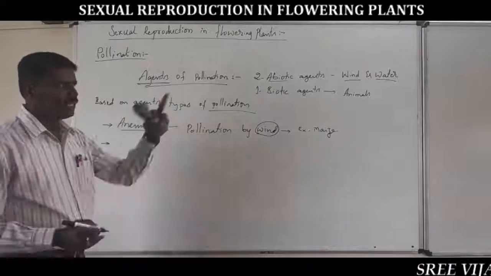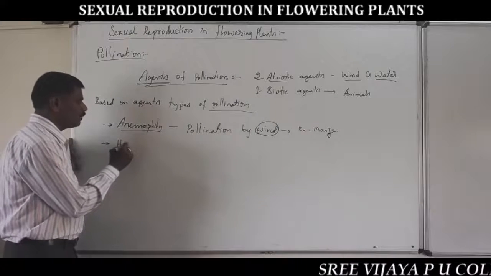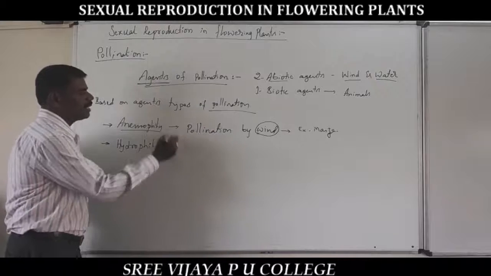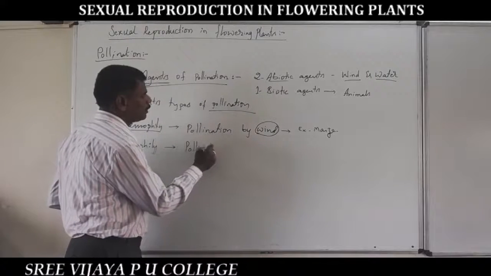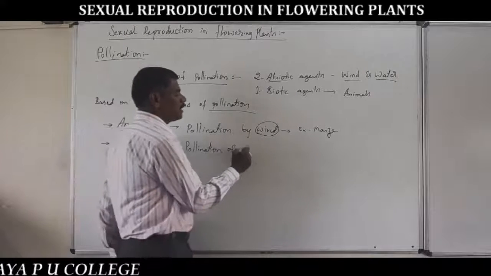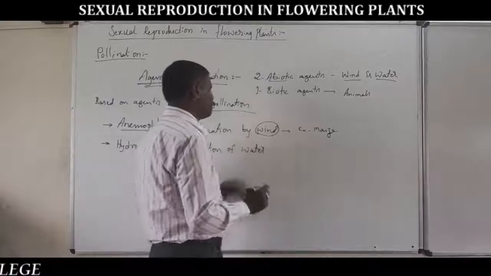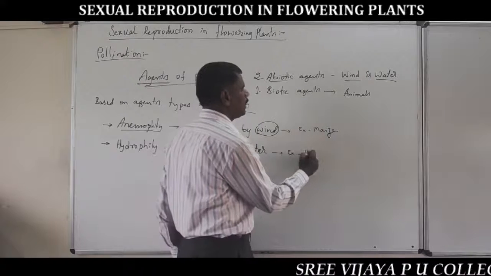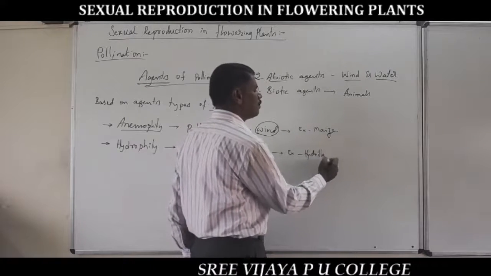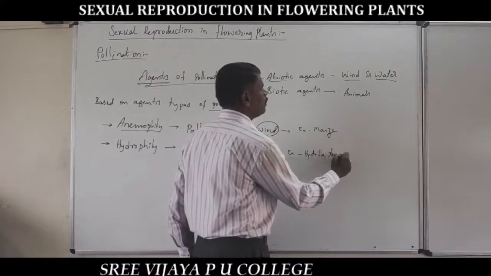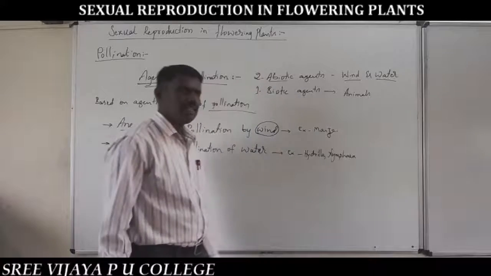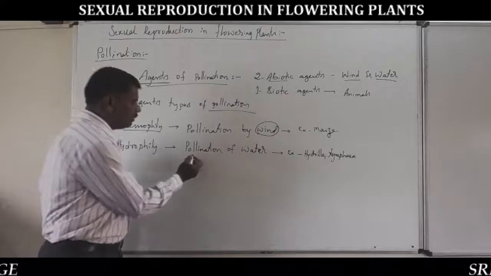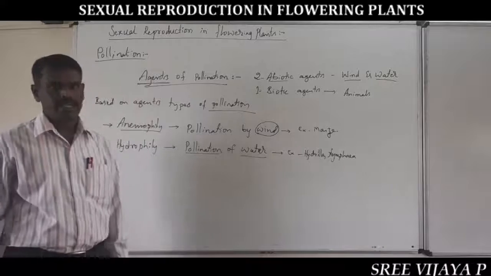As the second abiotic agent, that is water, the phenomenon is called hydrophily, that is pollination by water. Examples: hydrilla, nymphaea, and different aquatic plants, the plants present in water conditions, in which the pollination is carried by water.